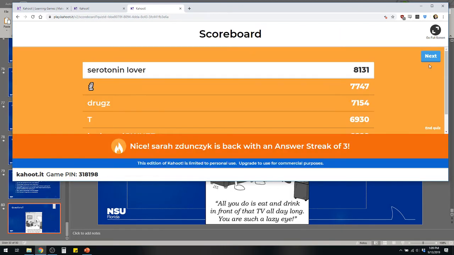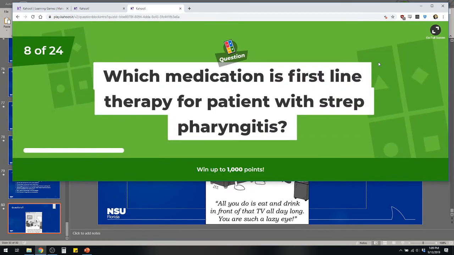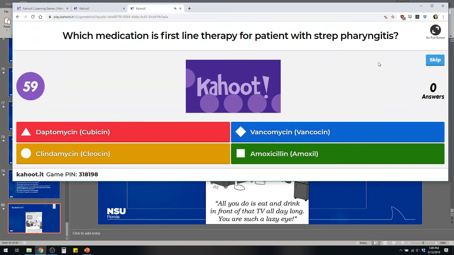All right. Which medication is first-line therapy for a patient with strep pharyngitis? Daptomycin, vancomycin, clindamycin, or amoxicillin?